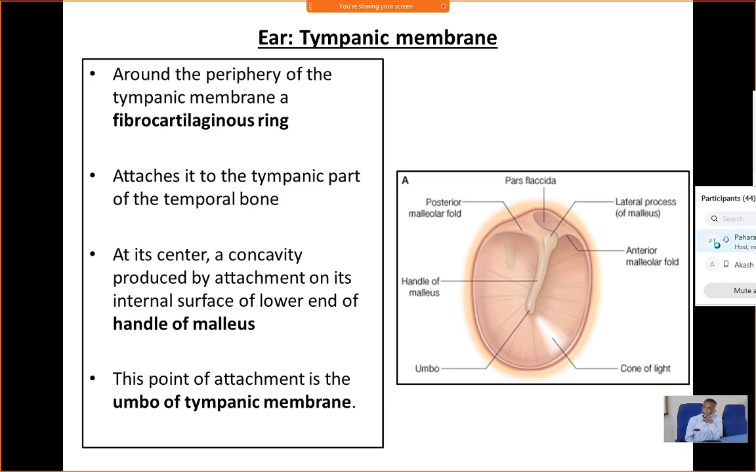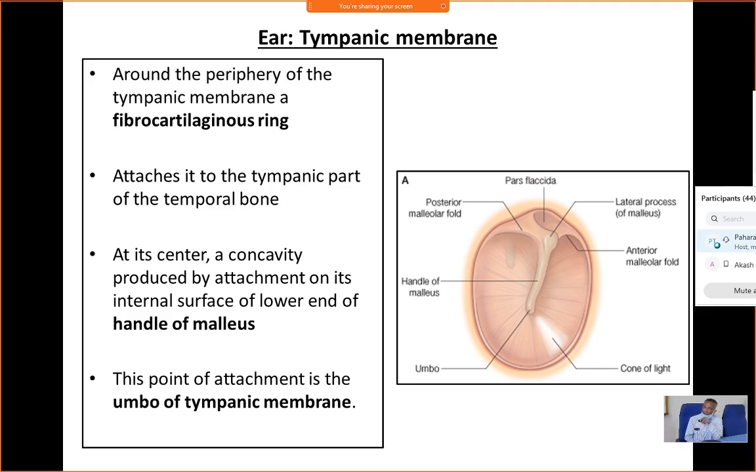Around the periphery of the tympanic membrane, there is a fibrocartilaginous ring, because the tympanic membrane has to fit inside the bony ring. There is a bony sulcus in the petrous part of the temporal bone where it gets fitted. How does it fit? Through the fibrocartilaginous ring at the peripheral part of the tympanic membrane, it ultimately gets fitted into the petrous part of the temporal bone.